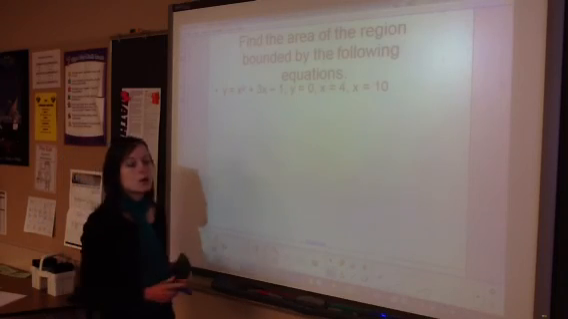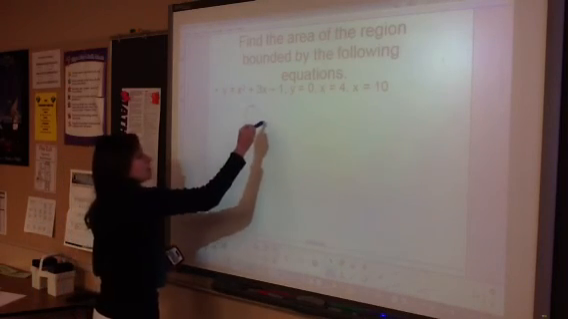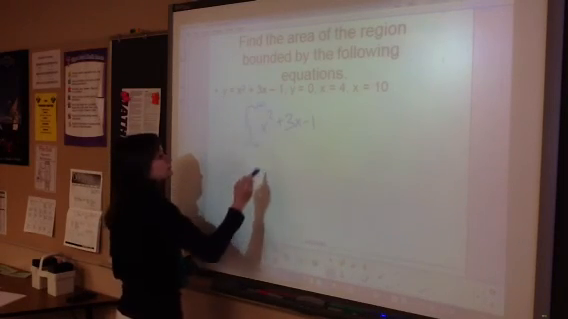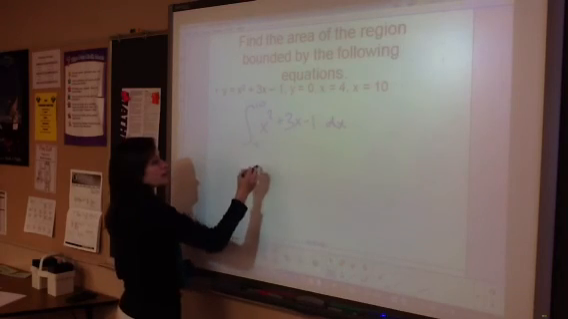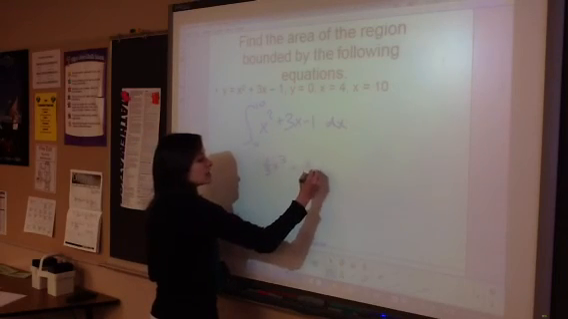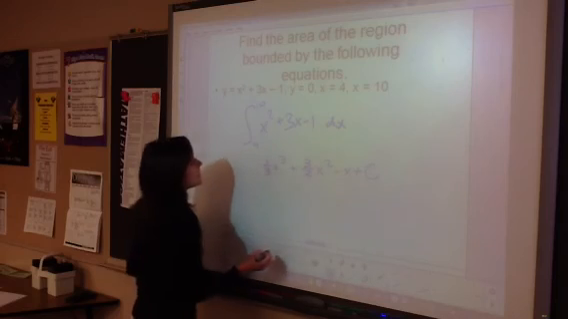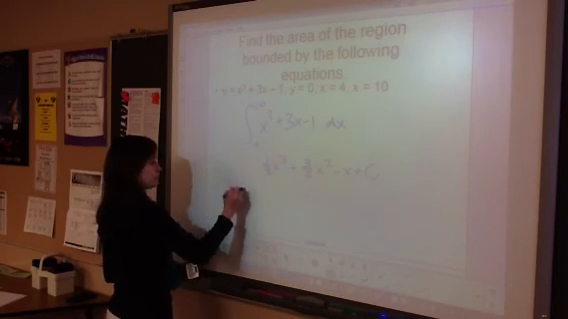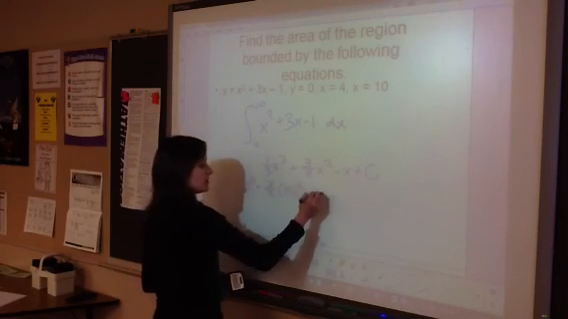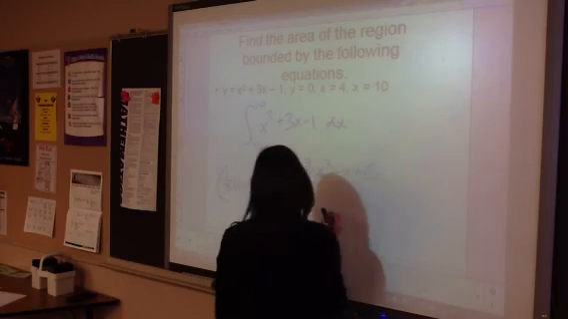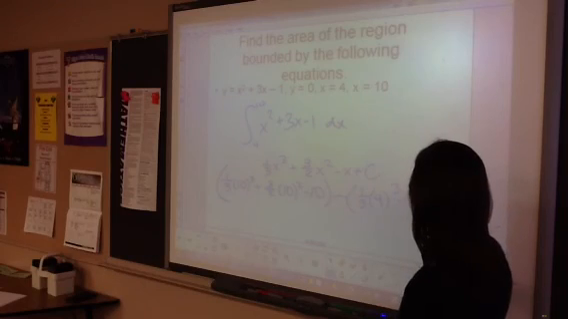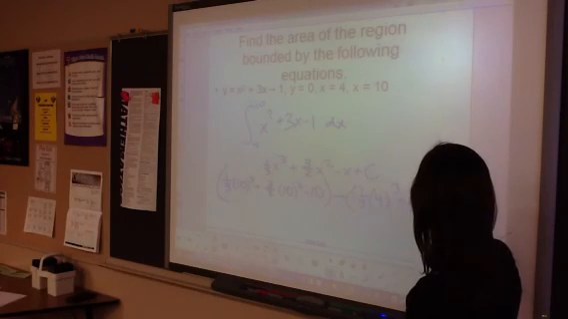See if you can set this one up on your own. So we're going to do the antiderivative of x squared plus 3x minus 1. And we're going from 4 to 10. So the antiderivative is 1/3 x cubed plus 3/2 x squared minus x plus c. So we're going to plug in 10, and we're going to plug in 4, and you're going to get an answer. So, sorry it's taking me so long to write this out. You can be computing this while I'm writing it out.